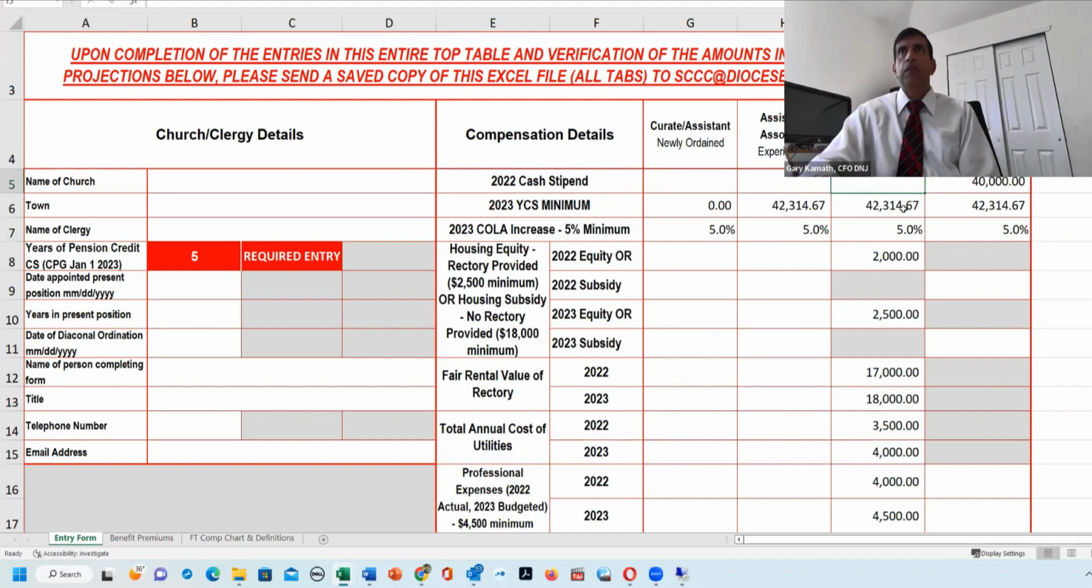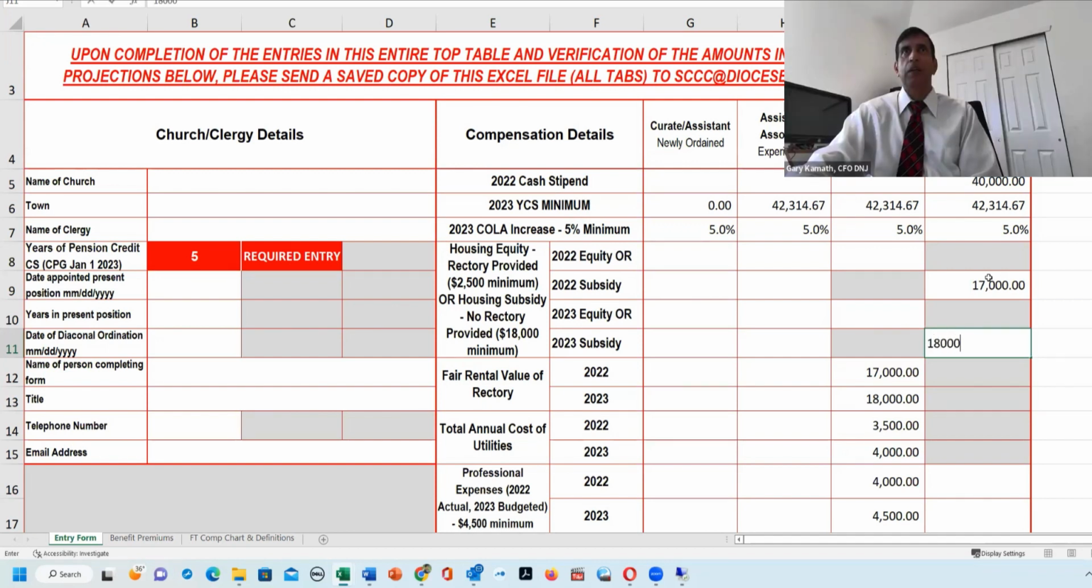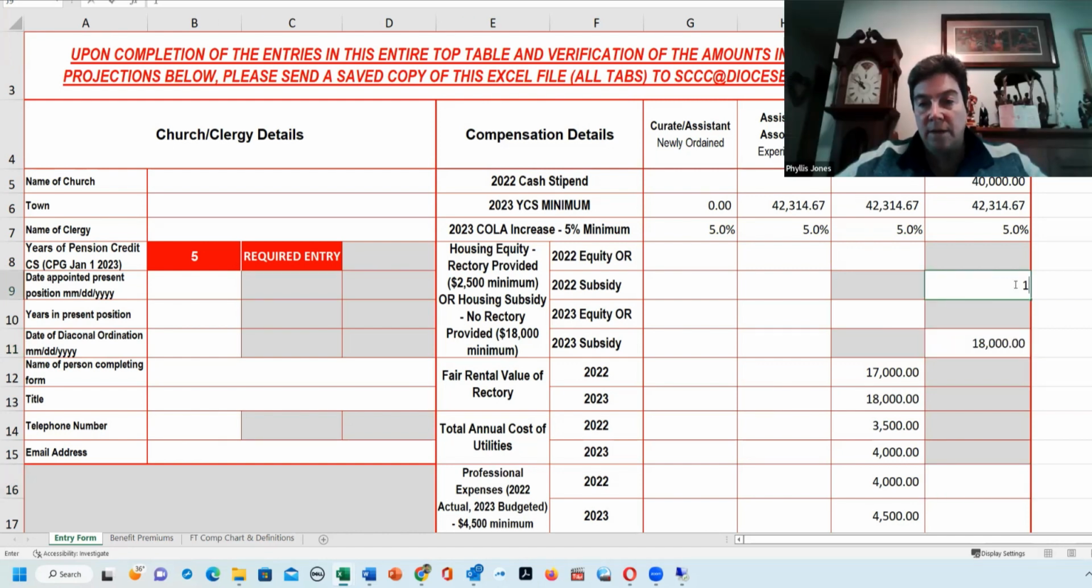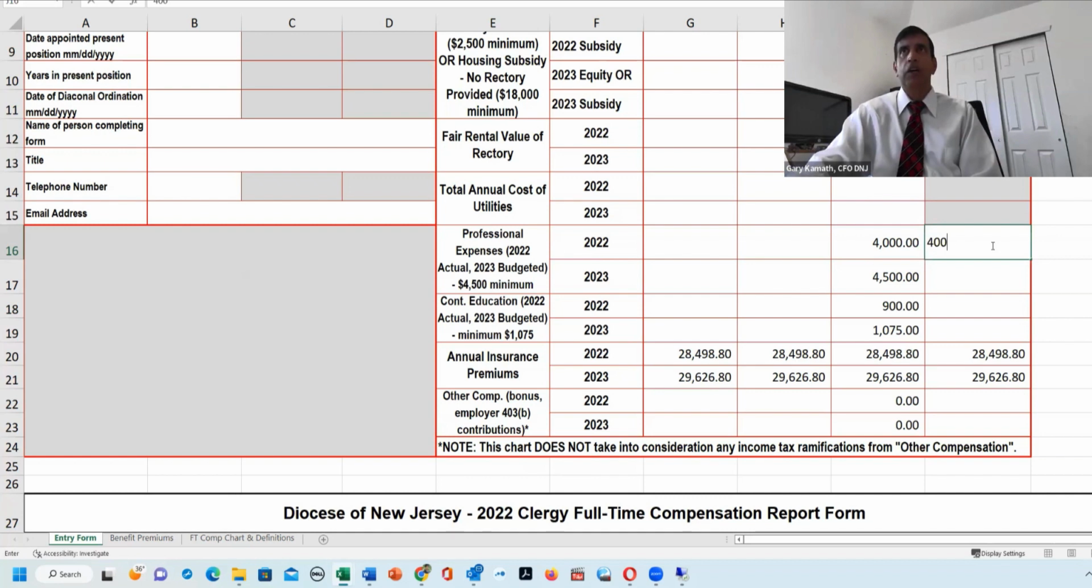Housing subsidy, say 17,000 was last year. Well, it would actually have to be at least 18,000 because that's the minimum. Yeah, for both years. Oh, for both years, okay. So I'll get these out. Say professional expense, 4,000.